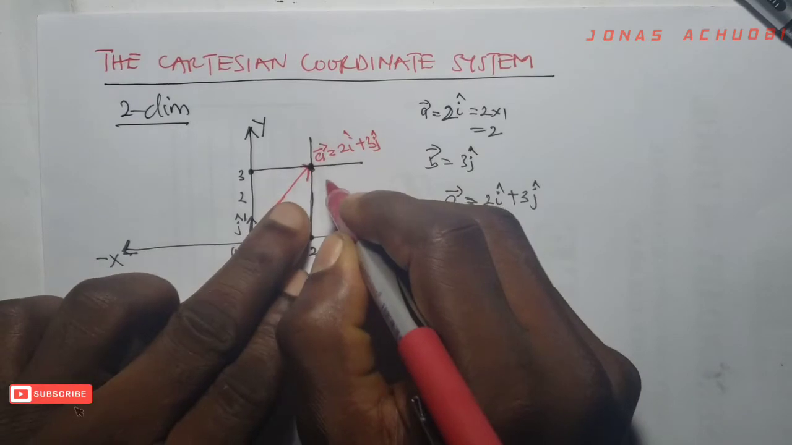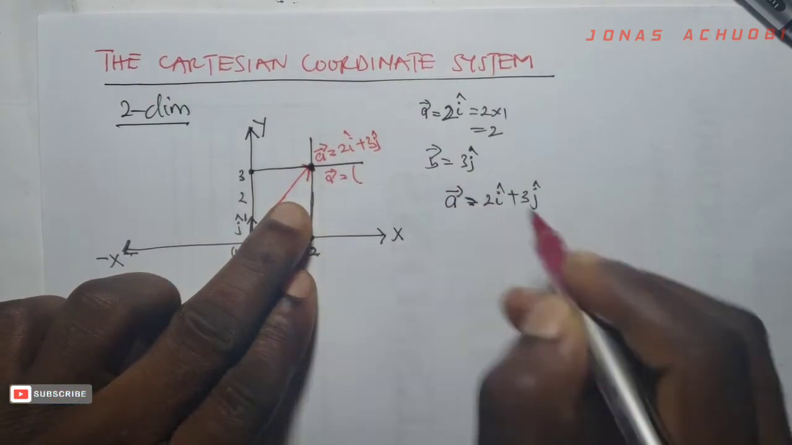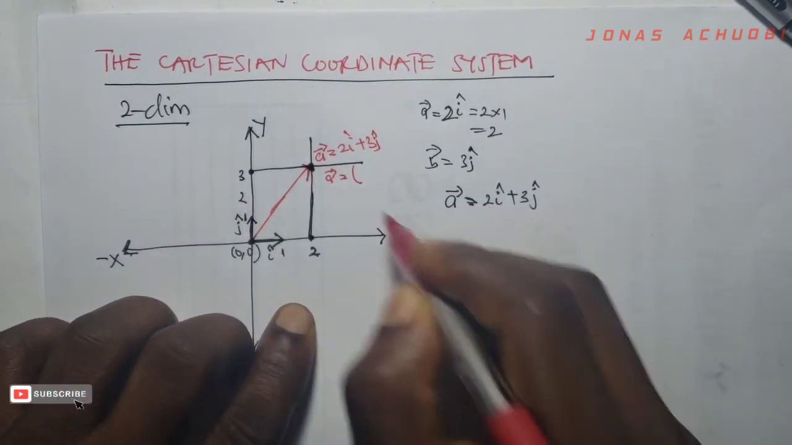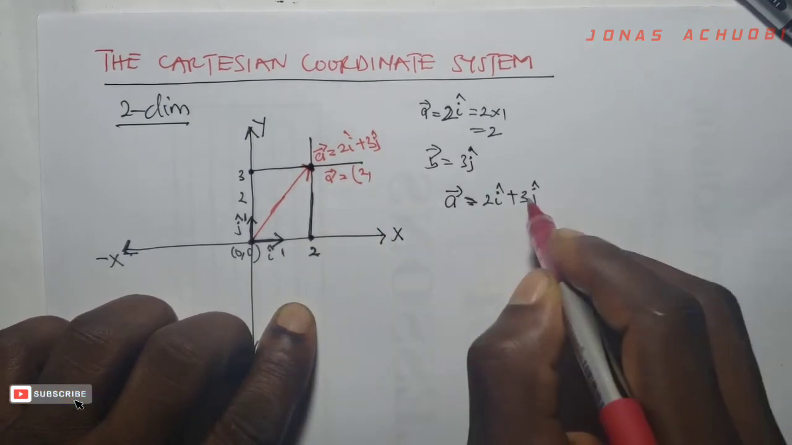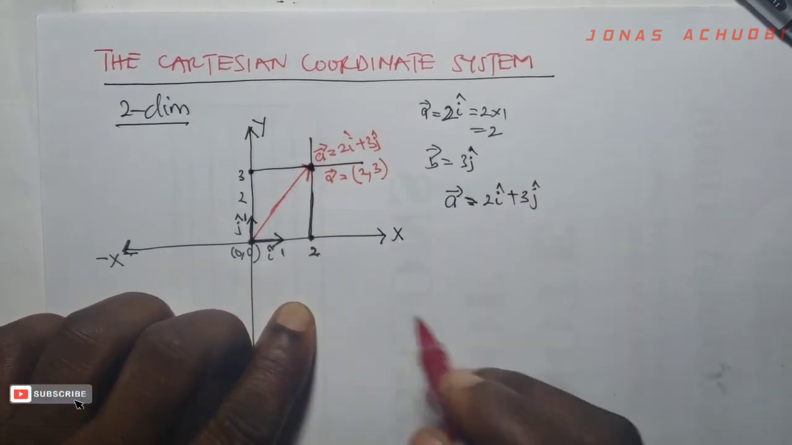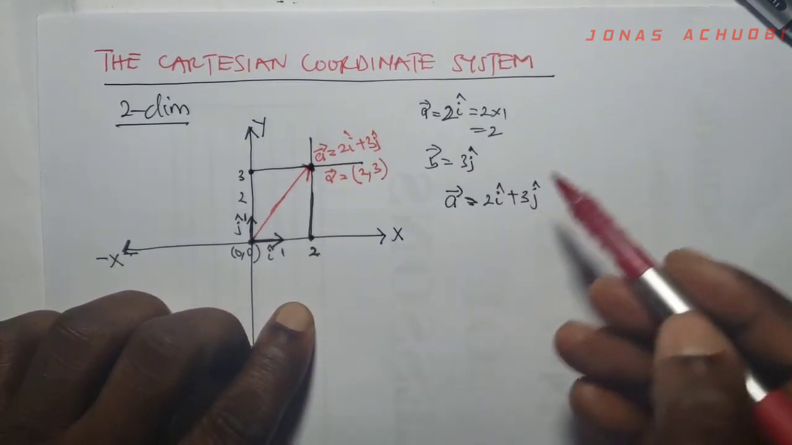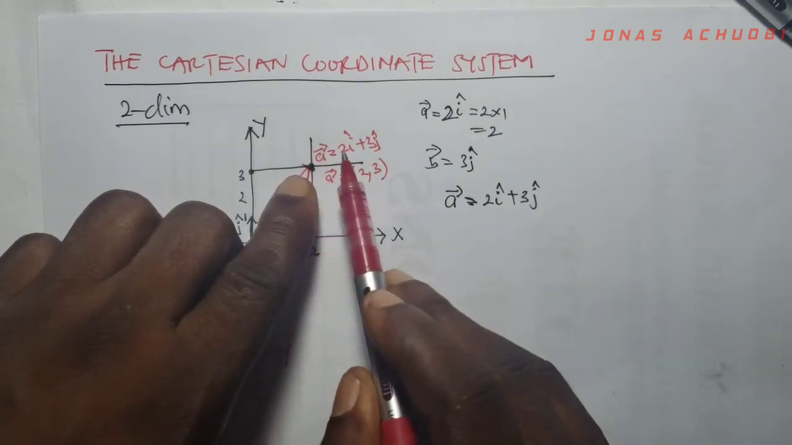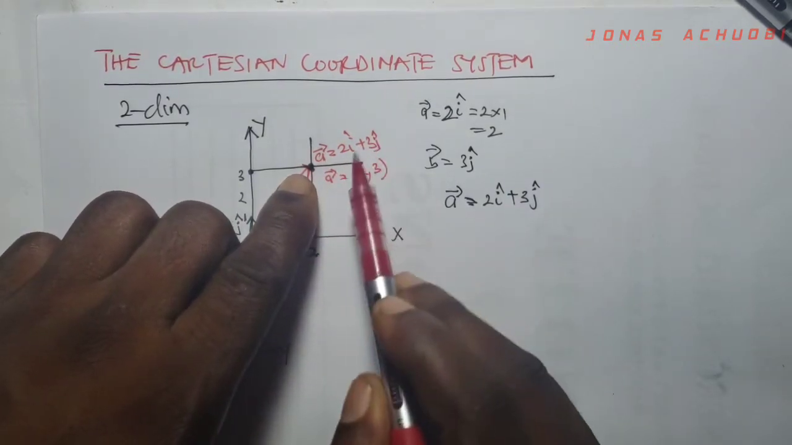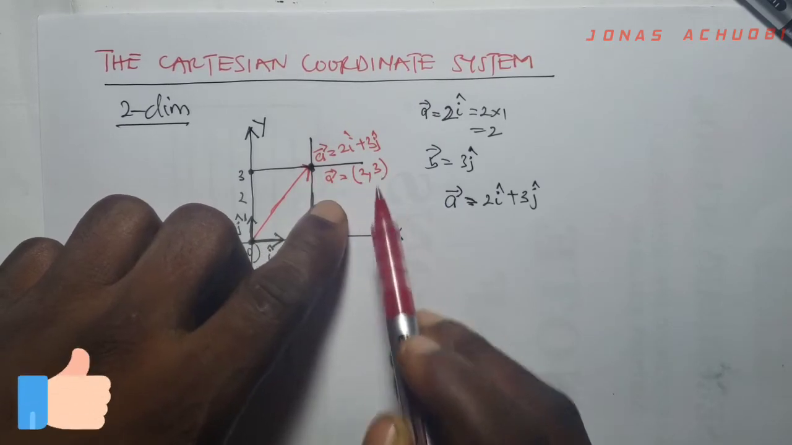So you can still write vector a here, vector a as the x coordinate is 2, the y coordinate is 3, 2, 3. So going forward, we try the understanding that if a vector a is written as 2i plus 3j, this also means vector a equals (2, 3).